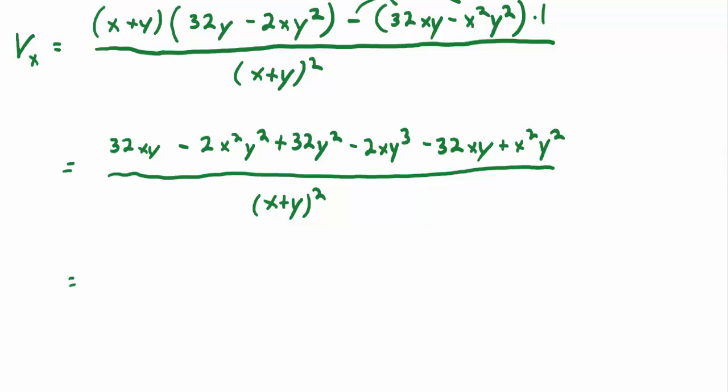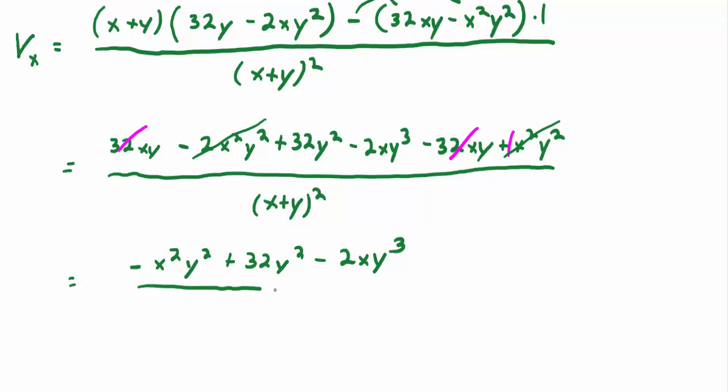Now, do we have some cancellation here? 32xy minus 32xy makes 0. Anything else? Yeah, 32y squared. 32y, no. Oh, wait, we do have like terms here, right? A negative x squared y squared plus x squared y squared, it doesn't go away, but at least I can combine them: negative x squared y squared. So we took care of that at least. Let me cross it out just to indicate we took care of it. And then what's left? Plus 32y squared minus 2xy cubed. Anything left? I think that's it.